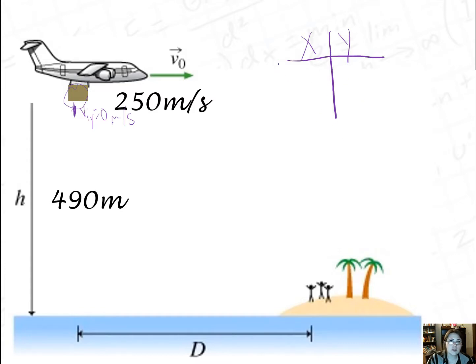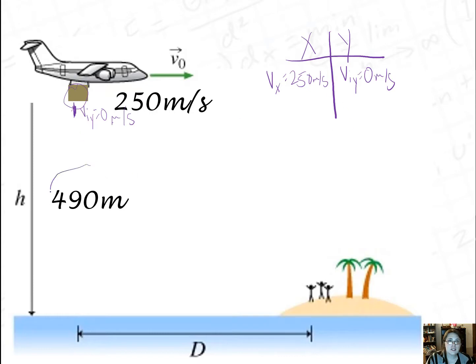So let's write down what we know. In the x direction, the velocity is going to be 250 meters per second. This is the initial velocity, the final velocity, the average velocity. In the x direction, it doesn't change. Now in the y direction, the initial velocity is going to be 0 meters per second. It has not started moving yet. You can see right here, it has not started moving. It has not started falling down yet.